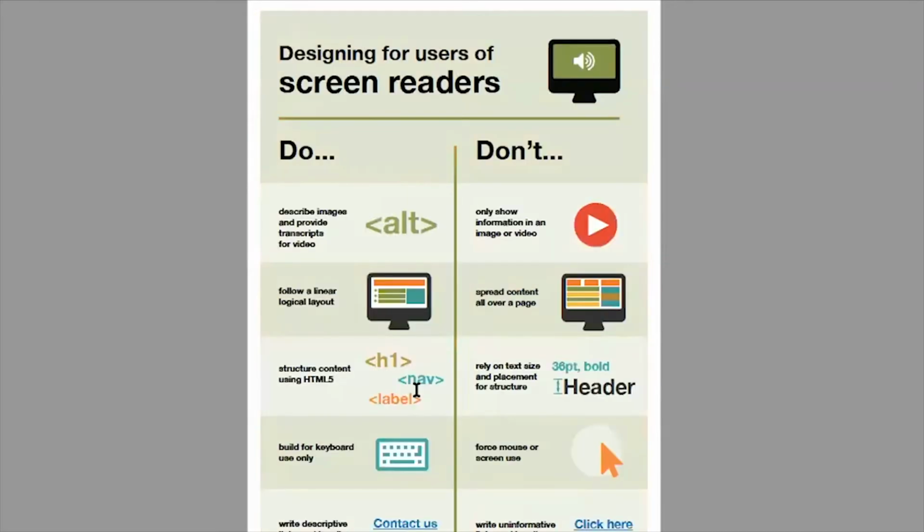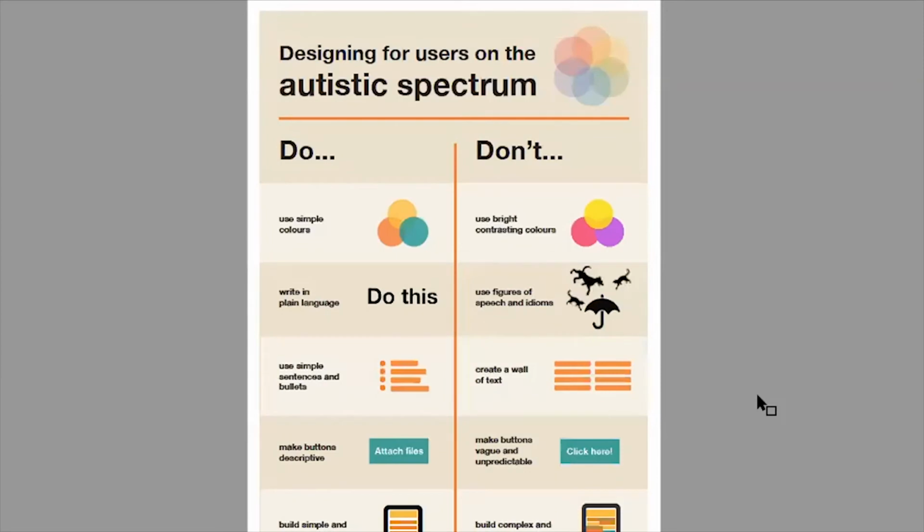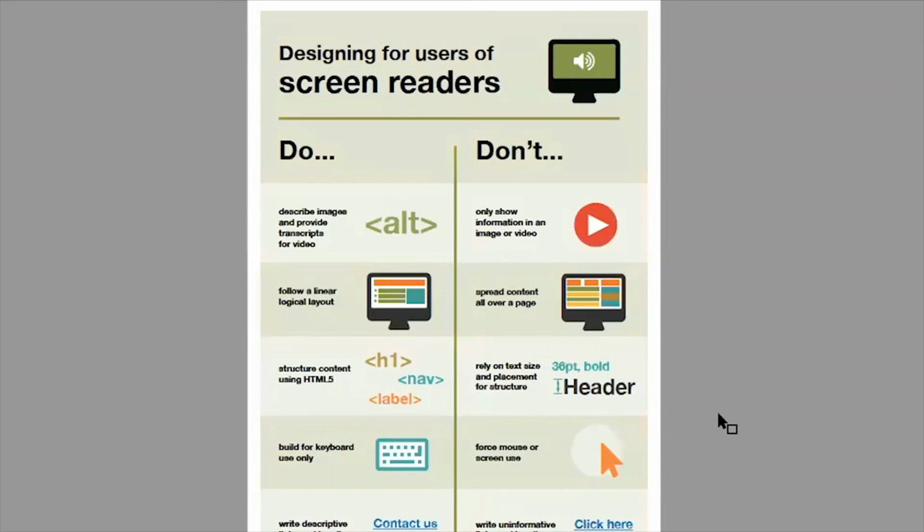So when designing for students on the spectrum, how to design something, what it should look like, descriptive buttons. A lot of the times we see "click here." That doesn't tell a student what's there. So designing for students on the spectrum. Here's that screen reader information as well.